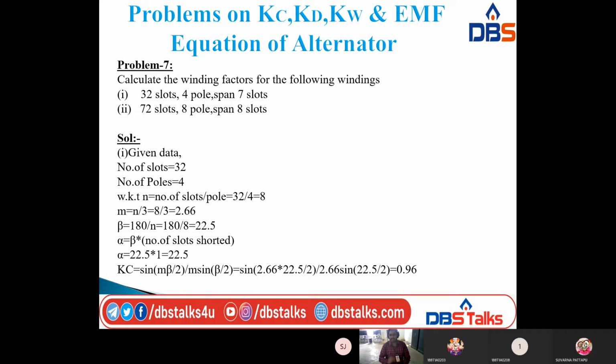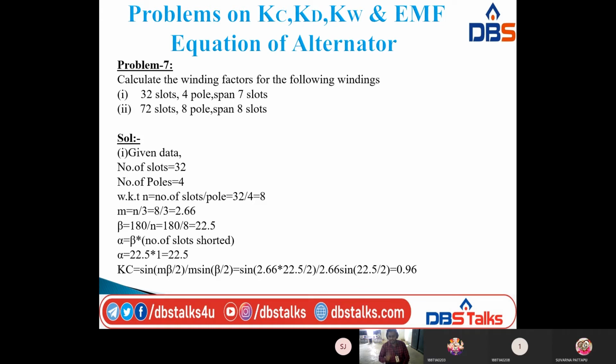And next alpha value, we have to calculate the alpha, that is equal to, already you know the formula, beta into number of slots shorted. So here in the first case, they given that span is 7 slots. Here we determine the n value is 8. So pole pitch minus coil span, that is 8 minus 7, what we have, the value is 1. That is the number of slots shorted, that is 1. Substitute the beta value, that is 22.5 into number of slots shorted is 1. So we have the alpha value is 22.5.